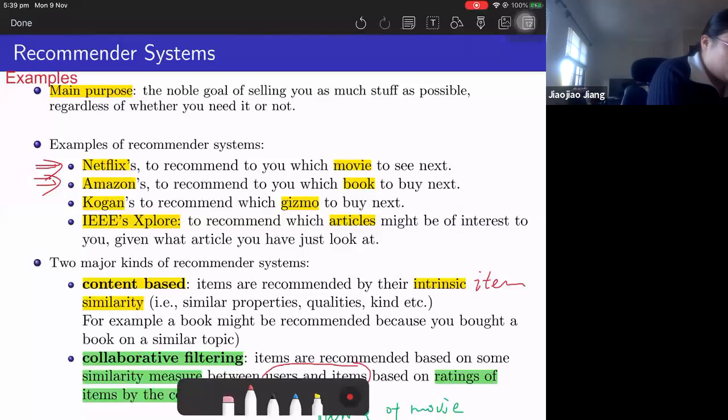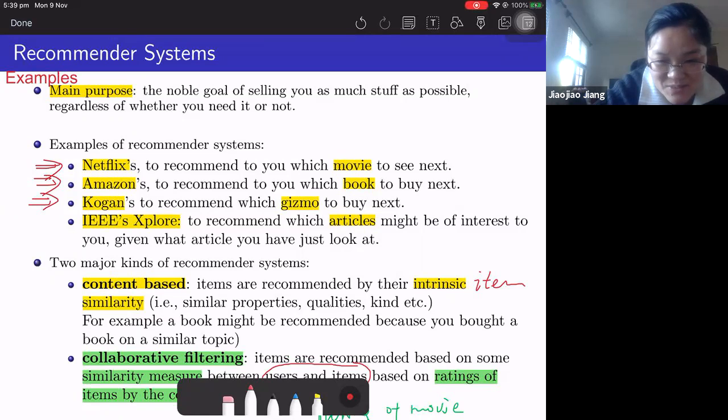Or if you're using Kogan, anyone use Kogan here? For my curiosity, anyone use this? Oh, okay. Anyway, I use this. Kogan would recommend which gizmo to buy next. I used to have a rice cooker made by Kogan. Nice, Simon.